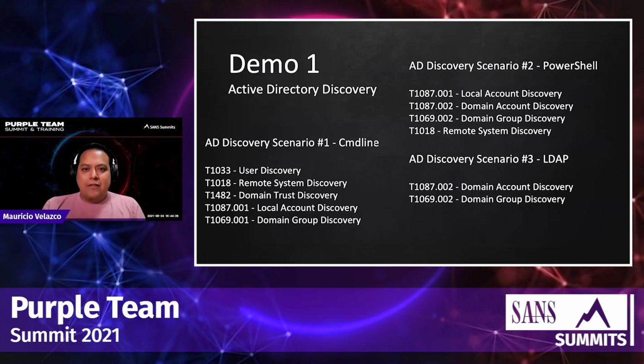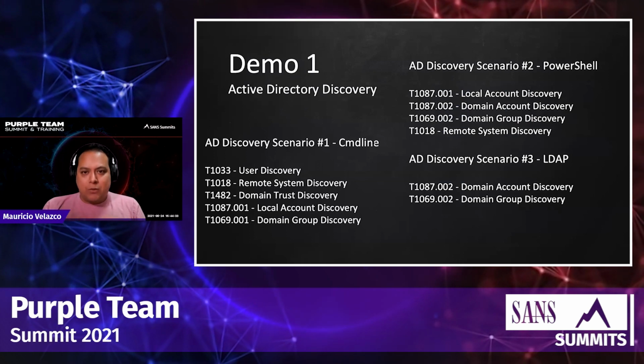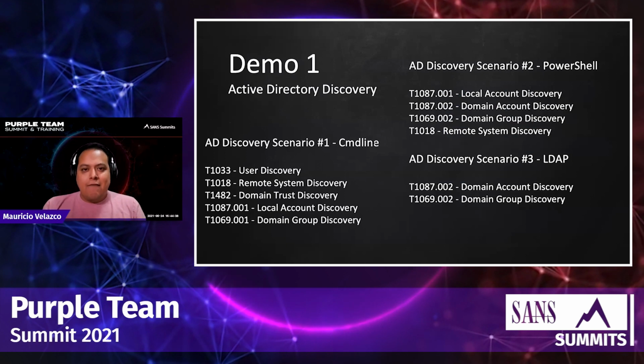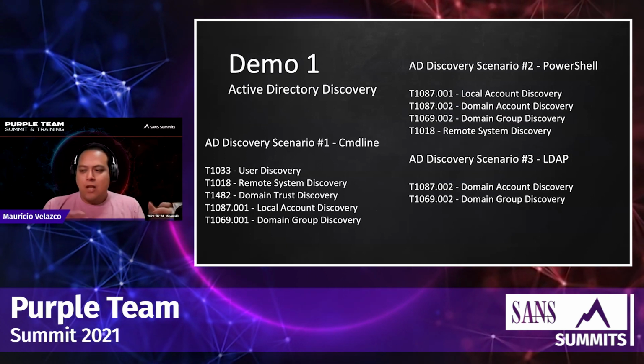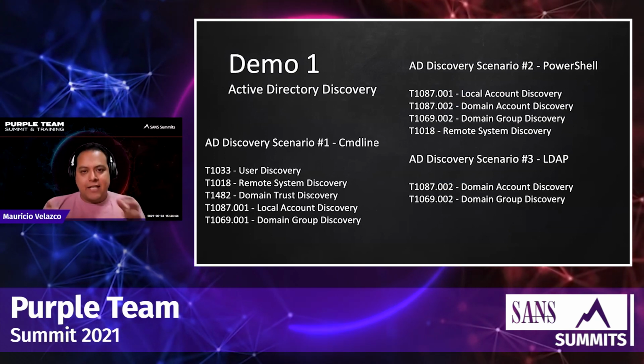So let's talk about Active Directory discovery or reconnaissance. When an attacker lands on a network, the first thing that they need to do is figure out who they are on the network, right? Like figure out who the admins are, what computers are on this network, how many users we have, et cetera, right?